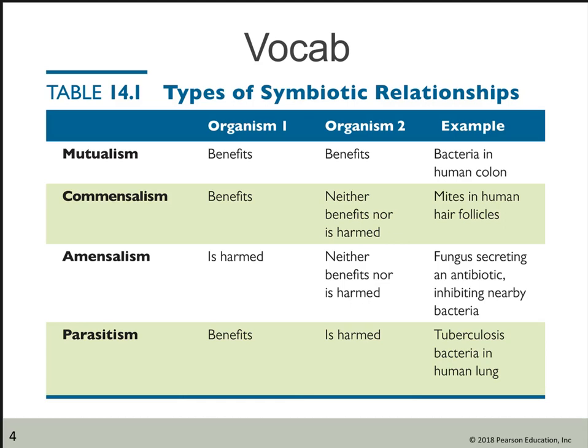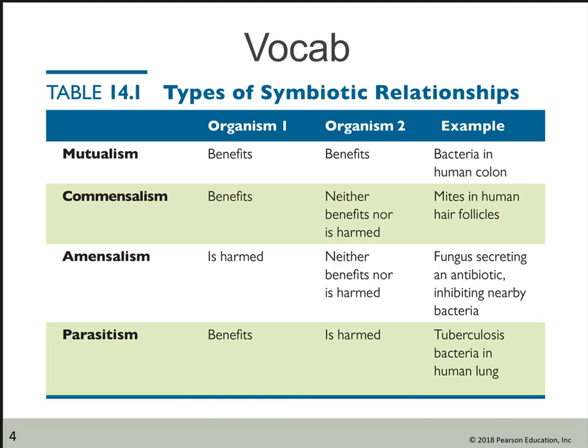Another type of symbiotic relationship is commensalism, in which one organism benefits and the second one neither benefits nor is harmed. Most microbes live in some sort of commensalism with other microbes. A great example is the mites on human hair follicles. They gain a benefit from nutrient sources and protection by living on our hair follicles. We are neither harmed nor benefit from this relationship.